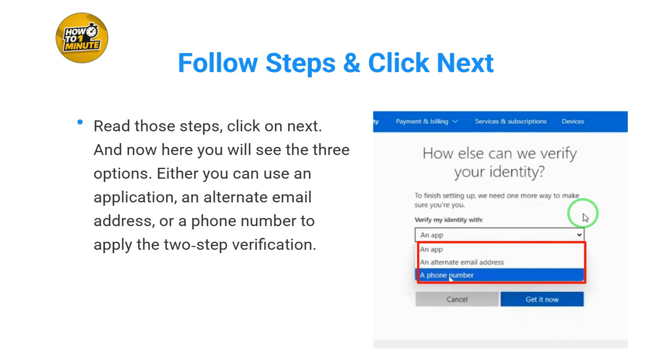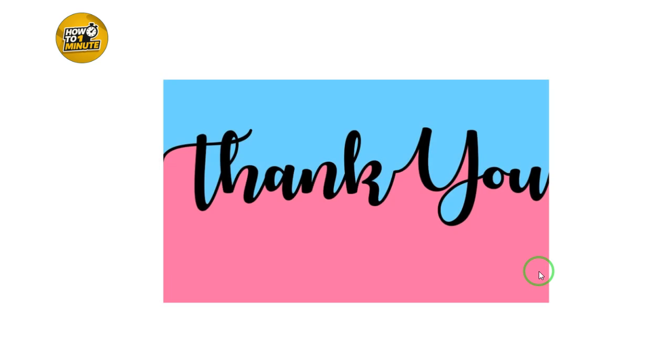Either you can use an application, an alternate email address, or a phone number to apply the two-step verification. And that's it. That's how you can create app password for Microsoft Outlook email.